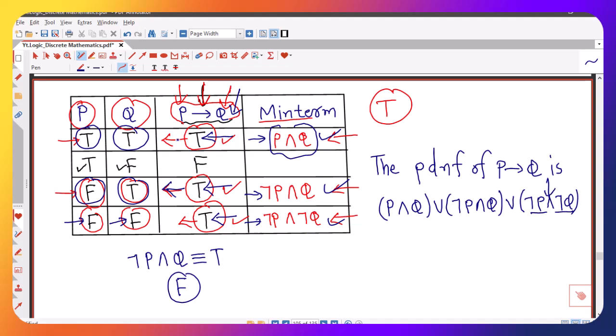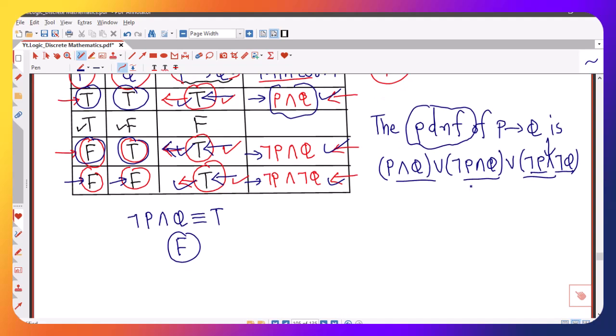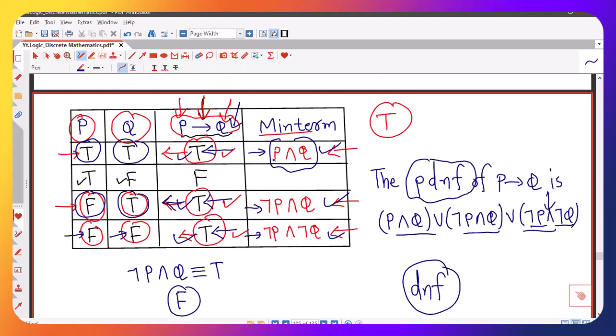and whatever min terms we obtain corresponding to truth value T of a given formula, we will consider the disjunction of those min terms, and we will be able to determine the principal disjunctive normal form of the given formula. And we know that the principal disjunctive normal form is always in disjunctive normal form. So if you are asked to find the disjunctive normal form also, then you can write down this form.